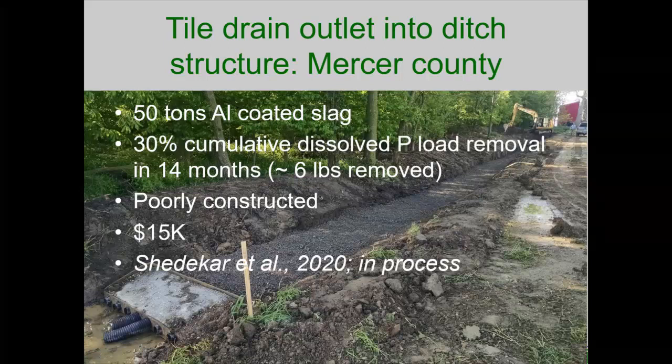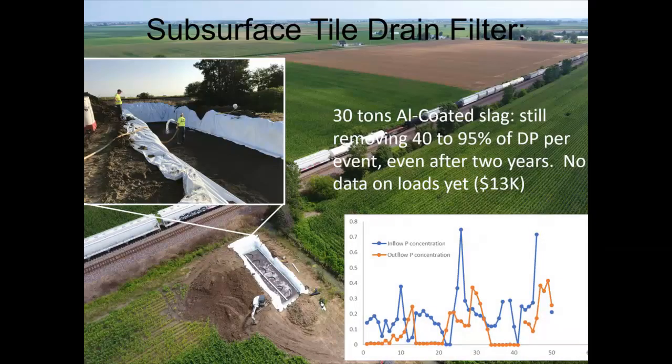Here's another tile drain. Doesn't look like a tile drain. This is a tile drain that outlets into a ditch. In this case, we used an aluminum-treated slag, so it was different. This worked a little better. We had 50 tons of aluminum-coated slag, which removed 30% of the cumulative load over 14 months, for 6 pounds. It was poorly constructed. It wasn't constructed the way that it was designed. Cost about $15,000.